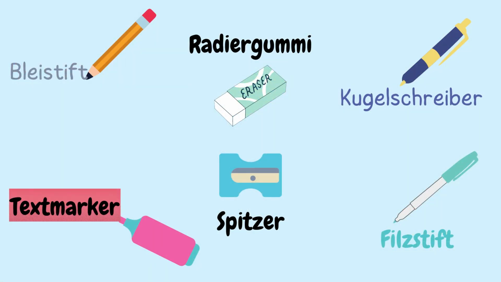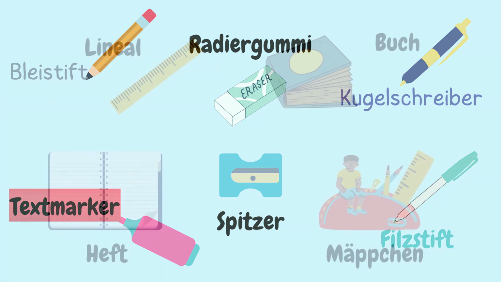Here are some words in masculine. Der Bleistift, der Kugelschreiber. Kugelschreiber is a pen and the other word for Kugelschreiber is Kuli. Der Kuli or der Kugelschreiber. Der Spitzer, der Radiergummi, der Textmarker, der Filzstift. Filzstift is sketch pen.